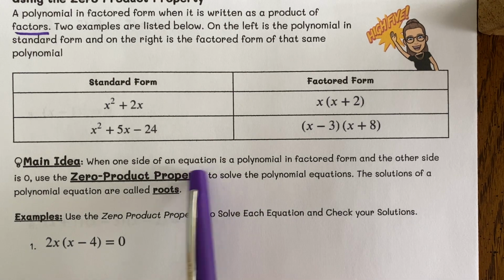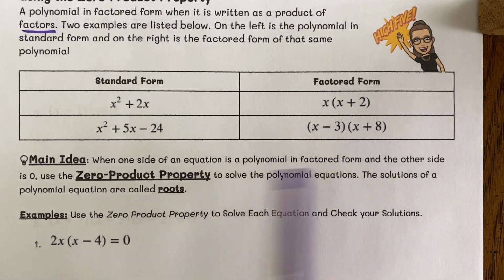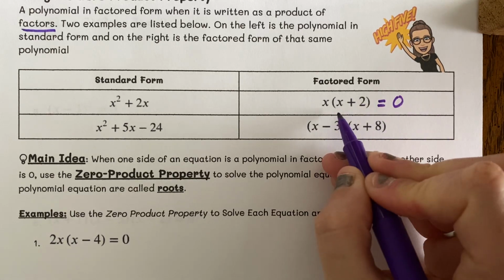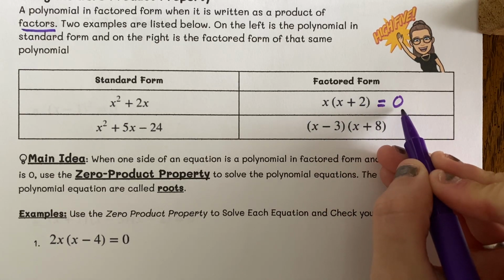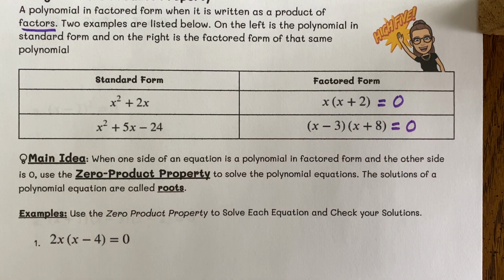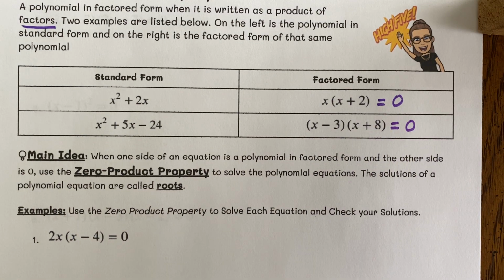So when one side of an equation is in factored form, the other side is equal to zero. So when we have this up here, it's like saying this is the factored form, so then the right side would be equal to zero, and then this side would equal zero. The solutions to the polynomial equation are called roots, and I'll point that out later as we begin to solve.